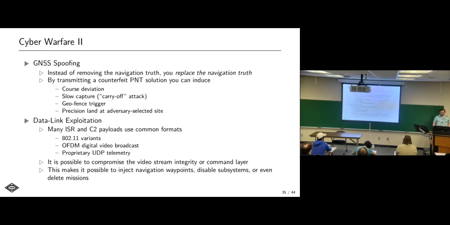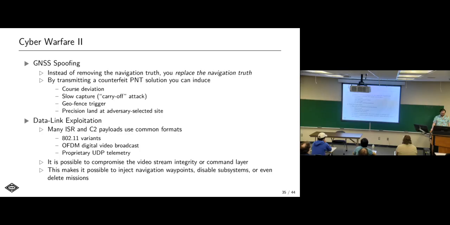You can, again, trigger the geofence. Precision land at an adversary-selected target. Again, I can just slowly make your drone think that it's going home, but its home is now at my home, if I'm an enemy asset. There's lots of stuff you can do with data link exploitation.